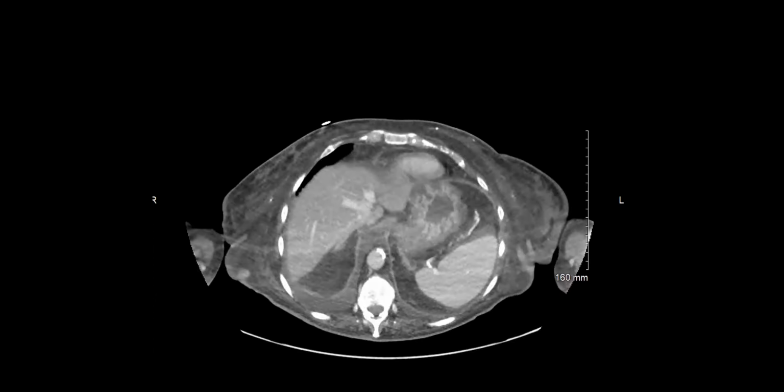This is a patient who came in with hematuria. So this is a venous phase. Remember excretory.